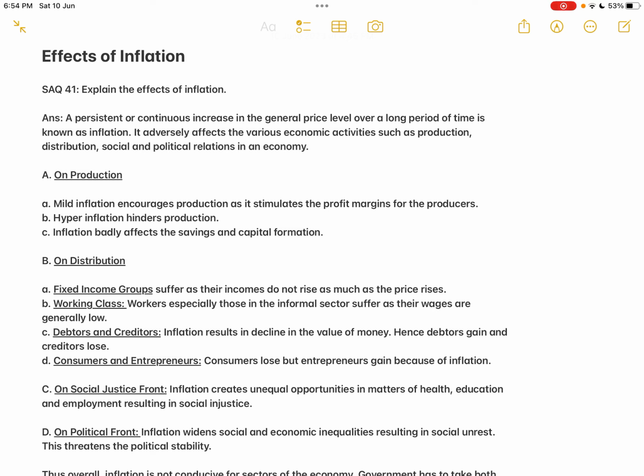In this class, we'll check out the next answer. What are all the effects of inflation? So SAQ 41: explain the effects of inflation. We all know what is the meaning of inflation, isn't it?